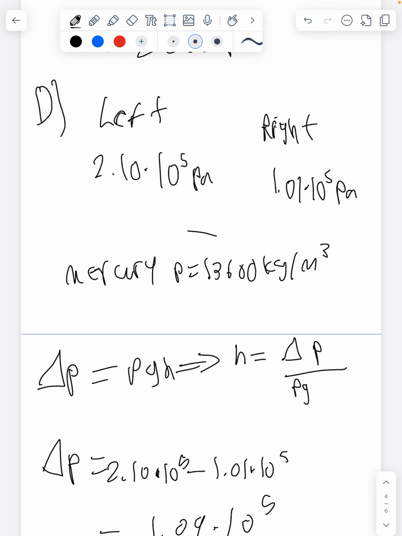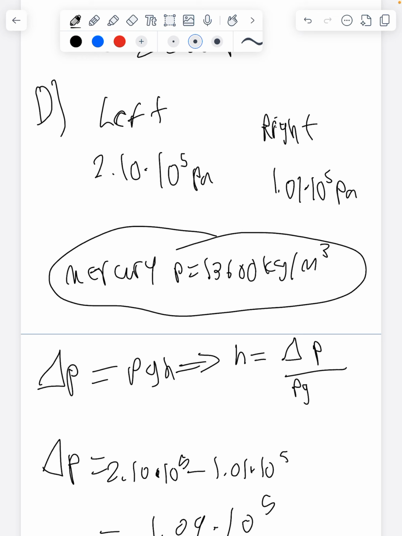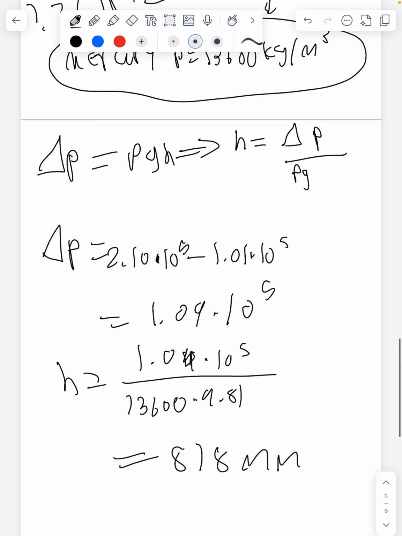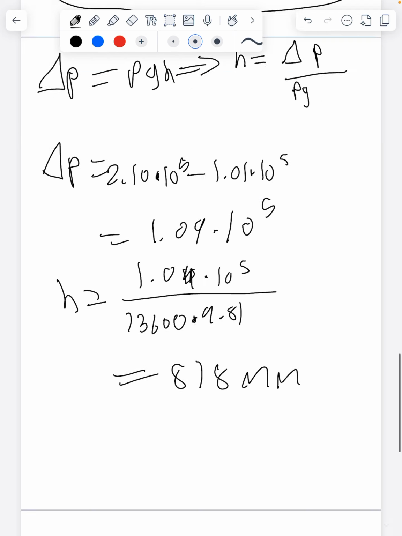We found out that this was mercury, and we just left it as a density of like this. So we just solved it or made it a real number, so we could plug it in, and it'll just come out a little bit easier for the problem. That's the only reason we did that.